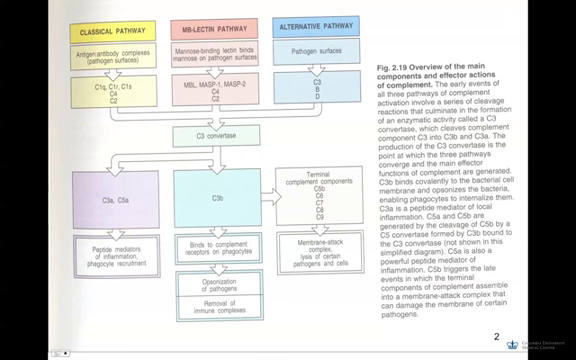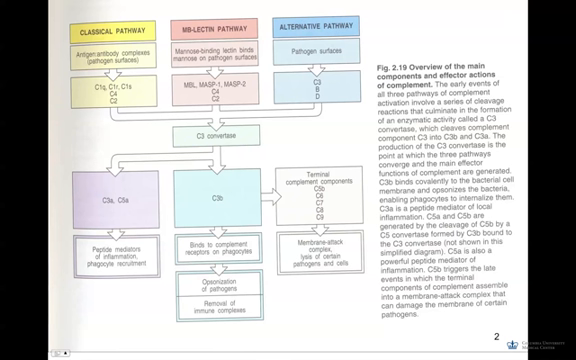The MB-lectin pathway involves this protein, MB-lectin, binding to the pathogen surface, and then that binds to the second complement protein, C2, and that triggers the cascade. This MB-lectin pathway is entirely part of a systemic inflammatory response. It's activating complement through the release of this acute phase response protein, MB-lectin, and triggering complement.